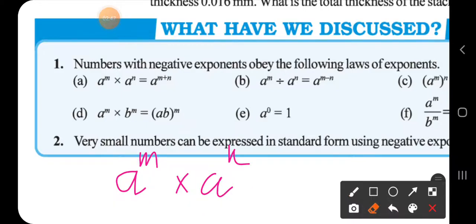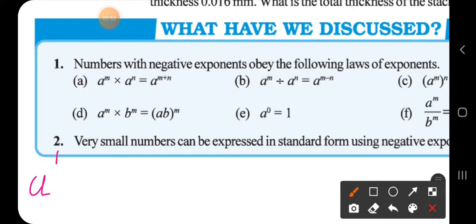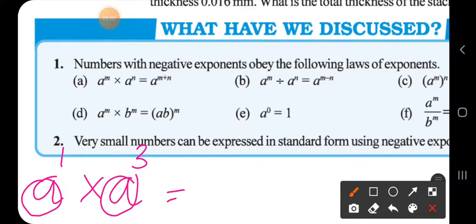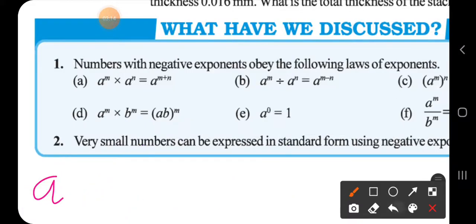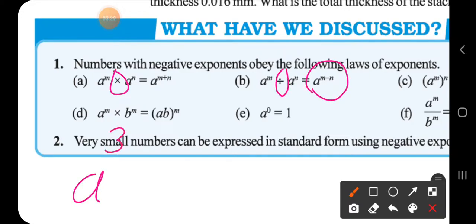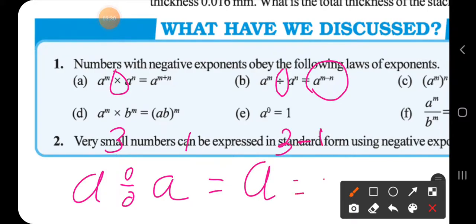Okay, for example, a raised to 1 into a raised to 3. Then you can see a is the base, both are the same. So you have to add the powers: a raised to 1 plus 3 is equal to a raised to 4. Same way, when instead of multiplication division is given, then you have to subtract the powers. A raised to 3 divided by a raised to 1 will become a raised to 3 minus 1, which is equal to a raised to 2.